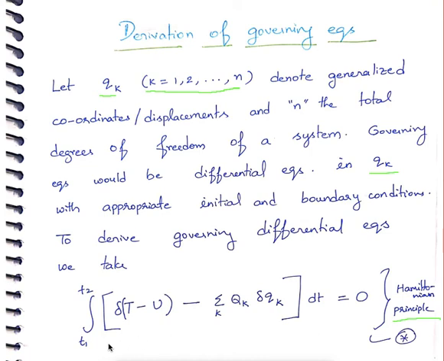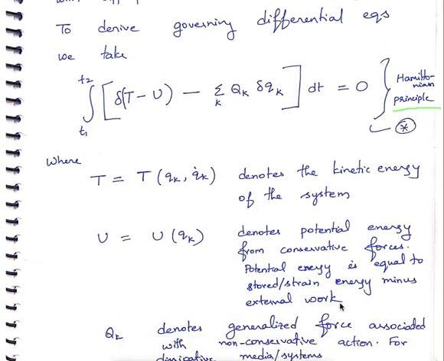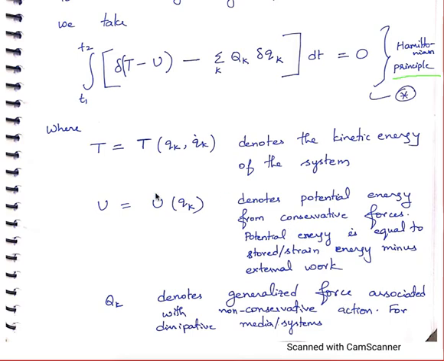The Hamiltonian principle states that the time integral of the variation of the kinetic energy minus the potential energy of the system, minus the summation of generalized forces QK times the variation in the corresponding generalized displacement QK, integrated over the time dt, would be equal to 0 for the solution to the problem. Whatever I have said in words is written over here.